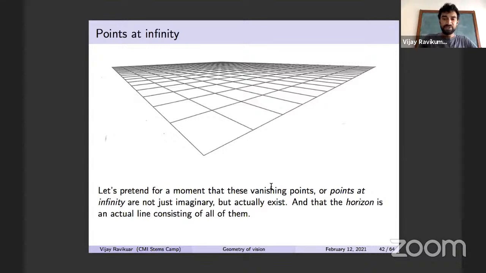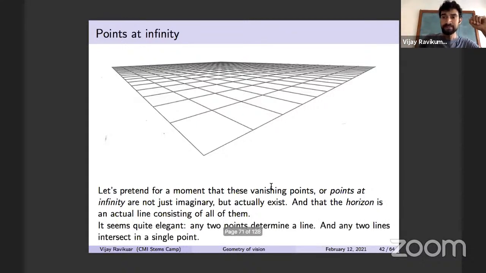So basically, let's pretend for a second that these vanishing points, or these points at infinity along the horizon, are not imaginary, but that they actually exist. And that the horizon line is an actual line which contains all of these points at infinity. So in a way, things become really elegant now, because any two points in this picture plane determine a line, and any two lines intersect in a single point, either on the horizon or off the horizon. But any two lines will intersect in a single point now.